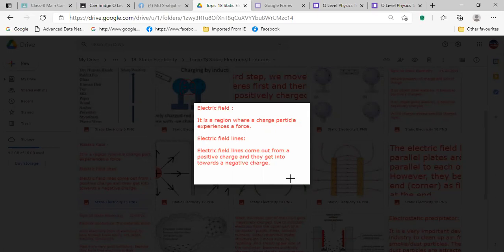In magnetic field lines, we got north pole to south pole, the field lines direction. Here for electric charge, we have positive and negative. For positive charges, the field lines are coming outwards, and for negative, the field lines are going inwards. You please write this, then we are going to show you the diagram.